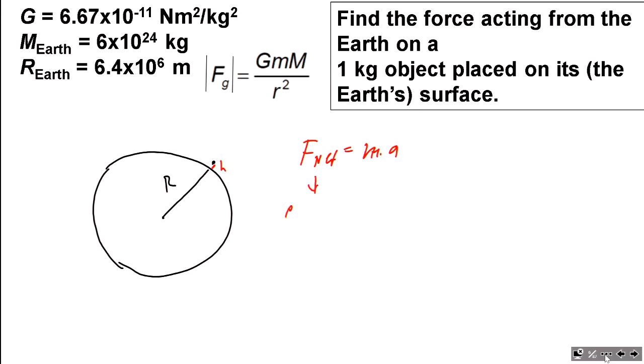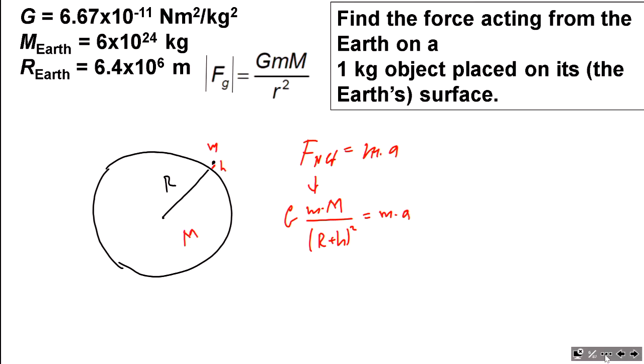It should be equal to a constant times the product of masses divided by the distance from the object to the central point, the center of the planet, the Earth squared. And it should be equal to the product of the same mass. This is the mass of the object. This is the mass of the Earth, or of another planet, times acceleration.